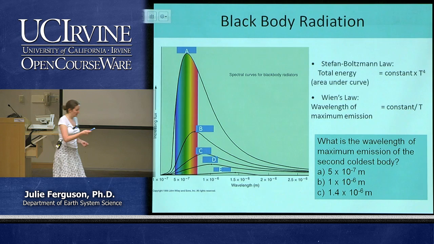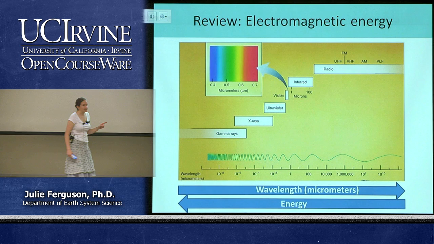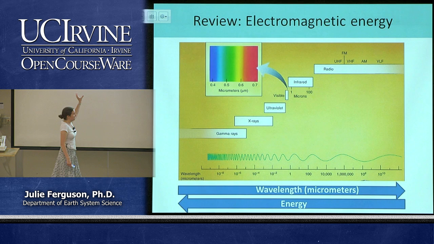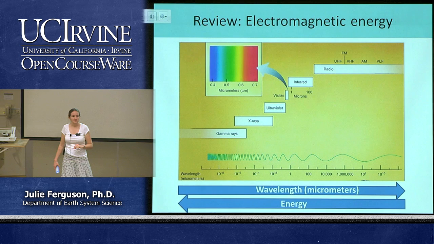Okay, so remember I showed you this last week. Okay? And remember that the hotter the body, the lower the wavelength it produces. So this end would be the hot side, and this end would be the cold side. So the peak energy produced by the sun is actually in the visible wavelengths. Okay? And we'll come back to this in a little while.